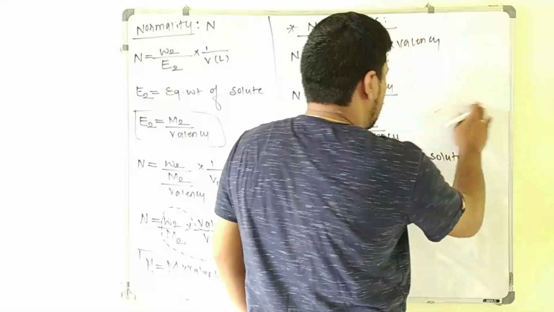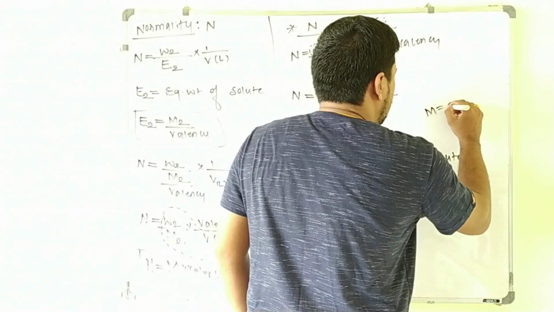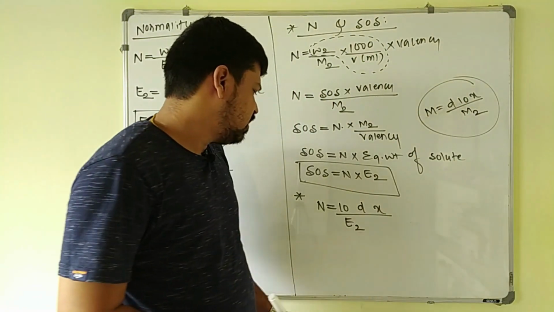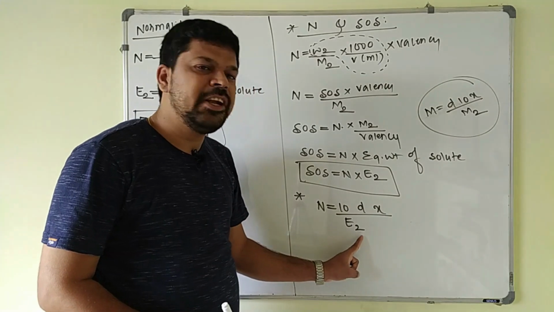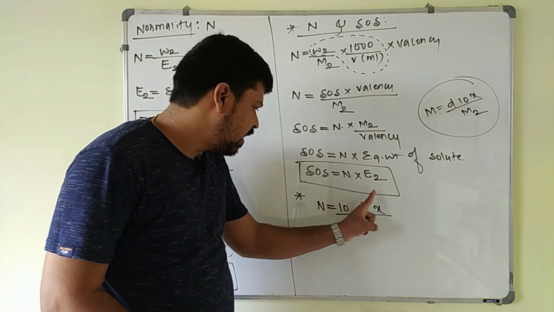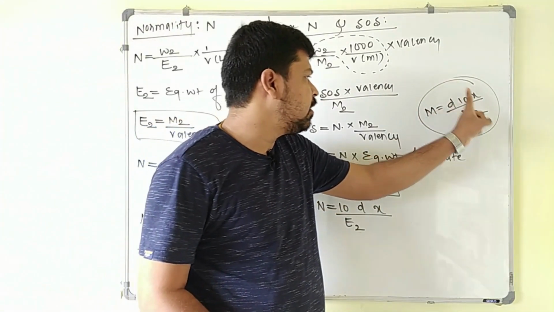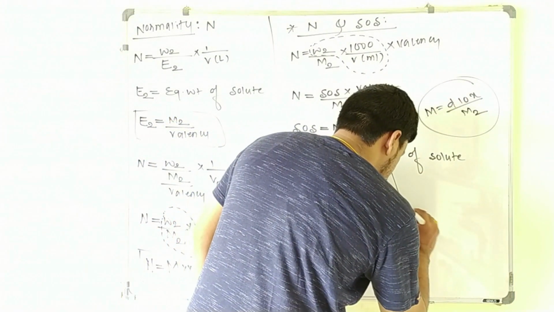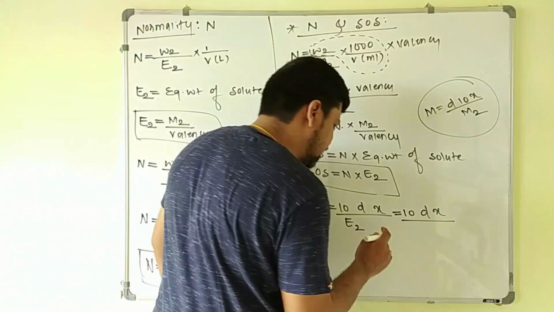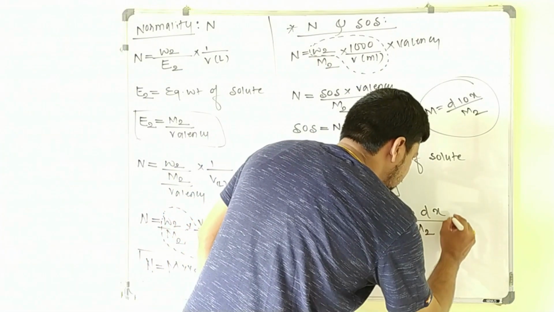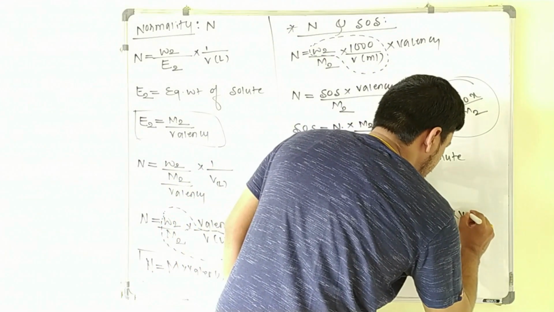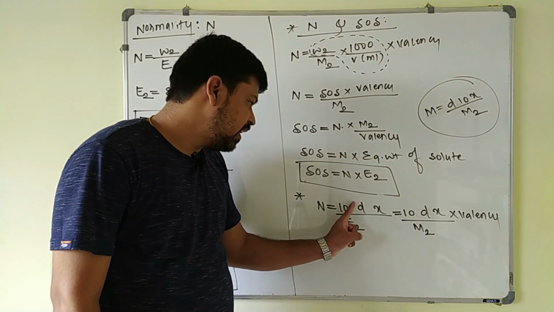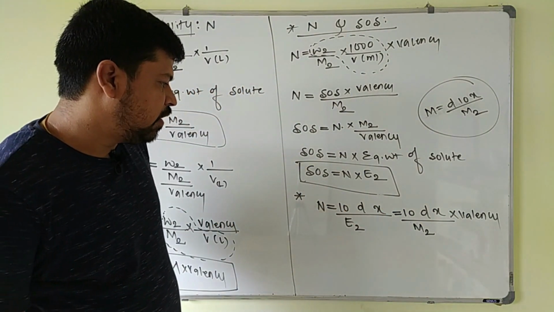Equivalent weight. In case of molarity, we have taken molarity is equal to 10dx divided by molar mass of the solute. Here you just have to replace this M2 by E2. Here normality is equal to 10dx by equivalent weight. In case of molarity, it is molar mass. So this is nothing but 10dx divided by the equivalent weight, molar mass of the solute divided by valency. Valency will come in the numerator.